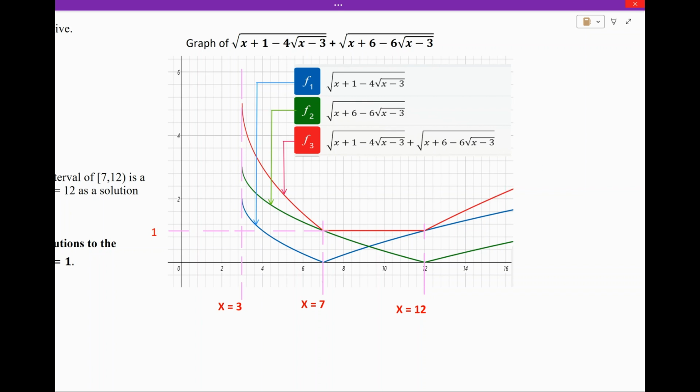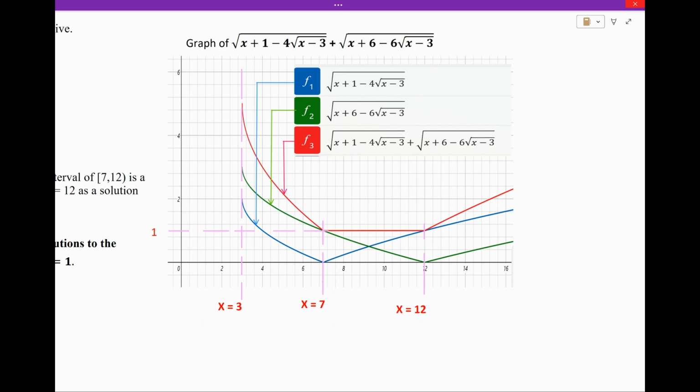There are three interesting facts about the three graphs. One is all of them start at x is equal to 3. That is because of the term square root of x minus 3. X cannot be less than 3, otherwise the whole thing will become complex.